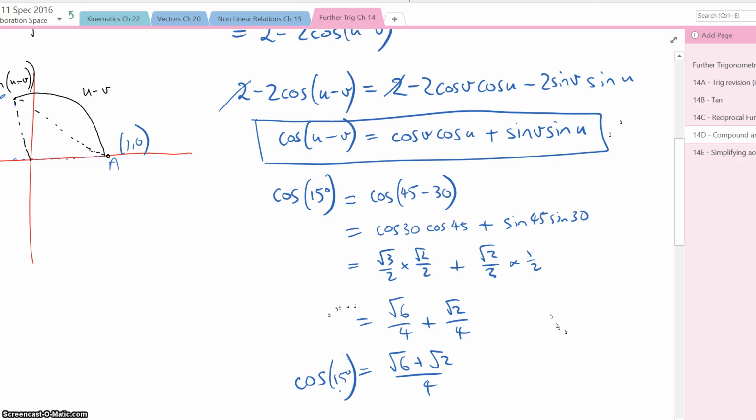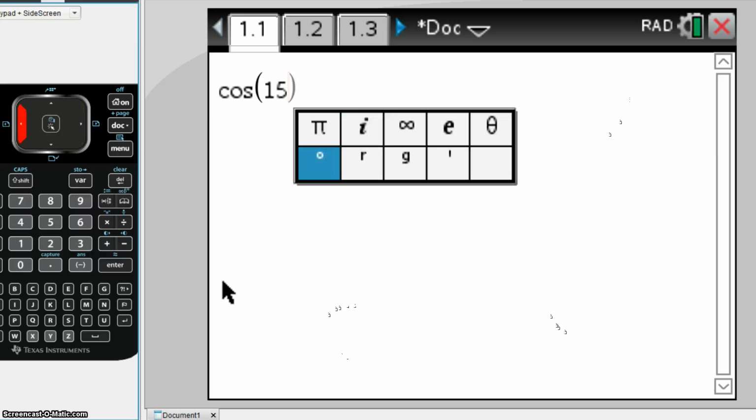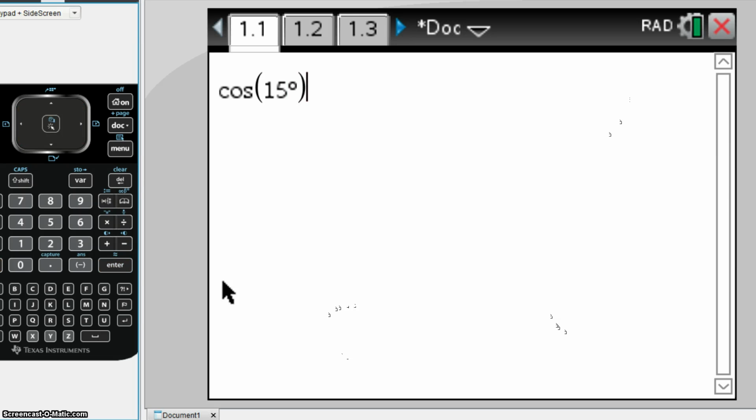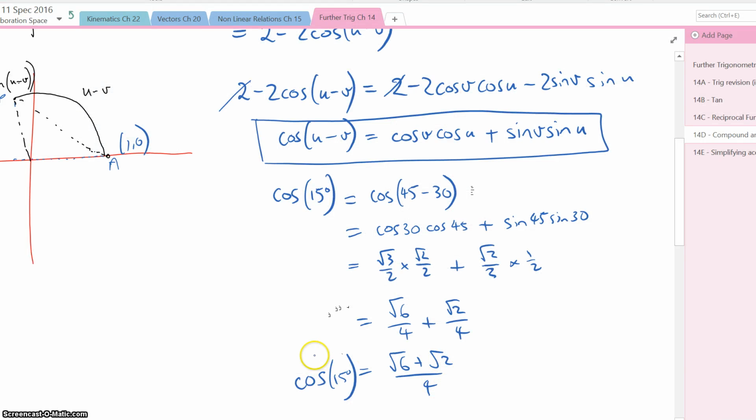Now, just to confirm, I'm actually going to go to my calculator. Okay, and I'm going to type in cos of 15 and the degree symbol, otherwise it'll think it's in radians. And I get that, which, if you have a look, is the same as mine. If you expand this out, you get root 3 times root 2, which is root 6, and then 1 times root 2, which is root 2, and that's exactly what I had over here.